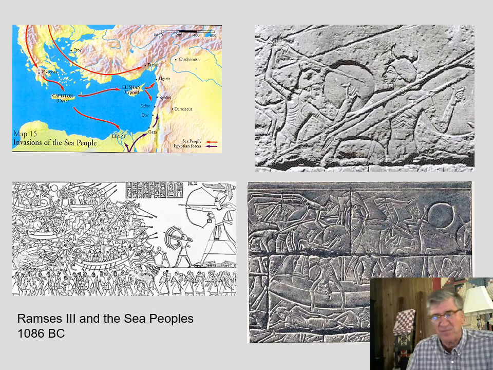Here are the reliefs from Ramses III showing him defeating the Sea Peoples and reassuring Egypt that things were okay. But this is basically the end of the Bronze Age, and the lights were going out at this point. And we'll discuss this in a later lecture.